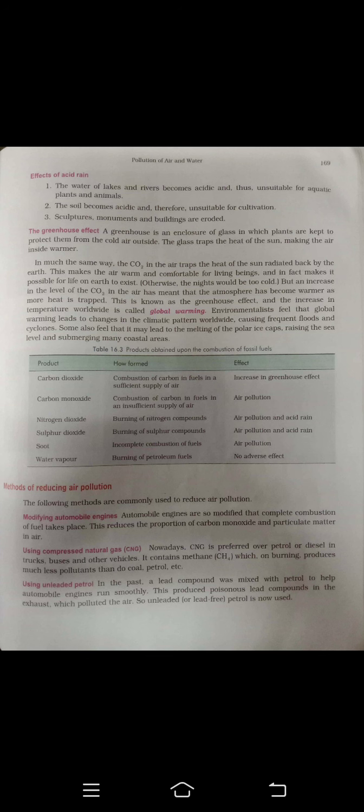Using compressed natural gas, that means CNG, nowadays is preferred over petrol or diesel in trucks, buses and other vehicles because it contains methane, which is CH4. On burning it produces much less pollutant than coal and petroleum.